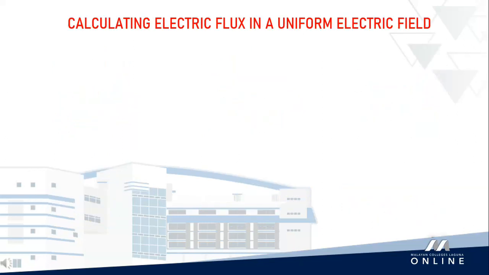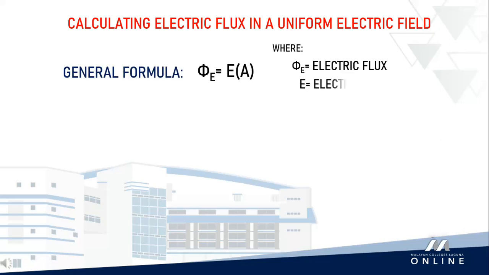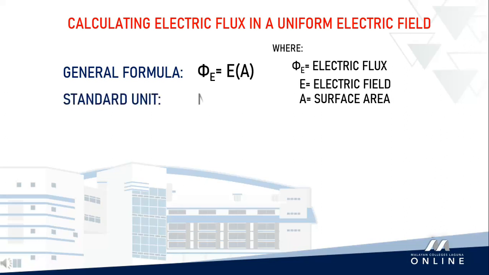Now that we have learned about the nature of electric flux, we can proceed with the calculation of it in a uniform electric field. The electric flux passing through a surface A can be generally calculated using the equation Φ_E = E × A. From this equation, what should be the standard unit of electric flux? That is correct. Since Newton per Coulomb is the unit of electric field and square meter is the unit of surface area, therefore, the standard unit of electric flux is Newton meter squared per Coulomb.